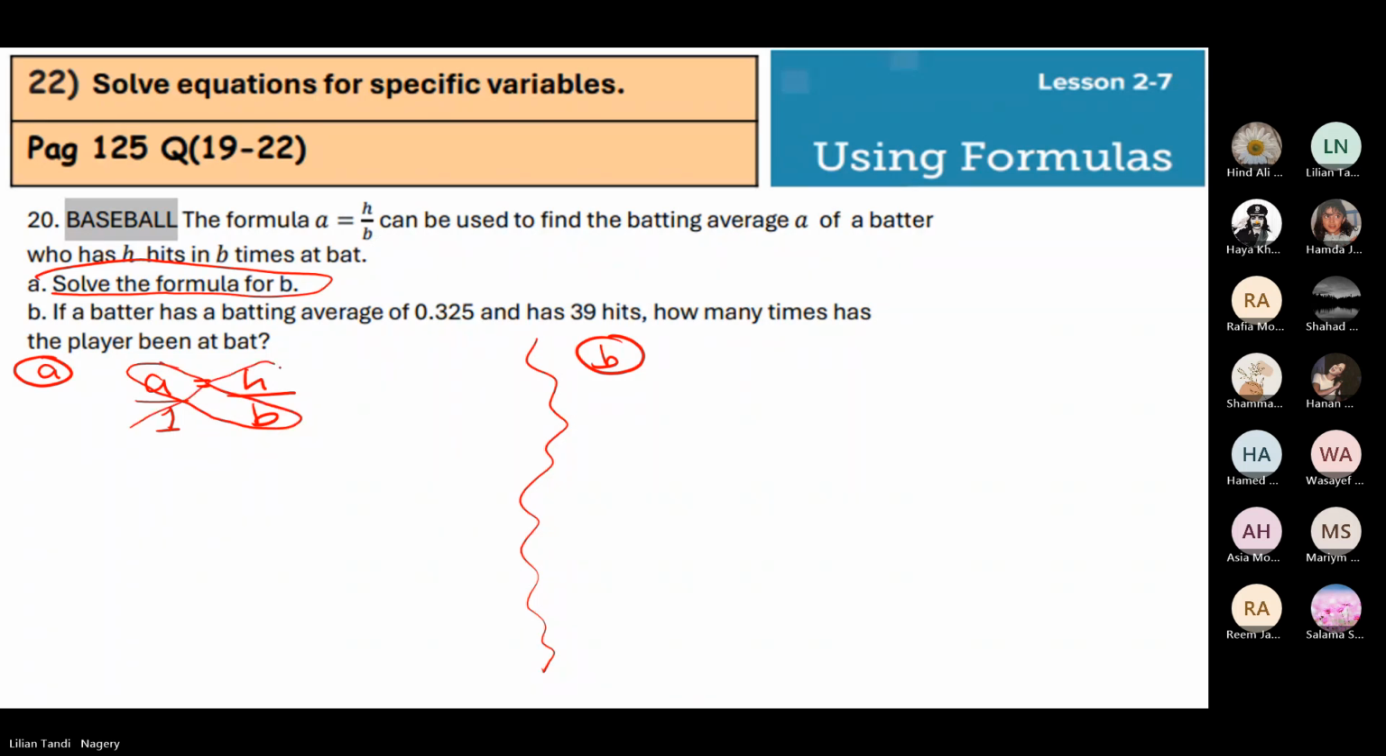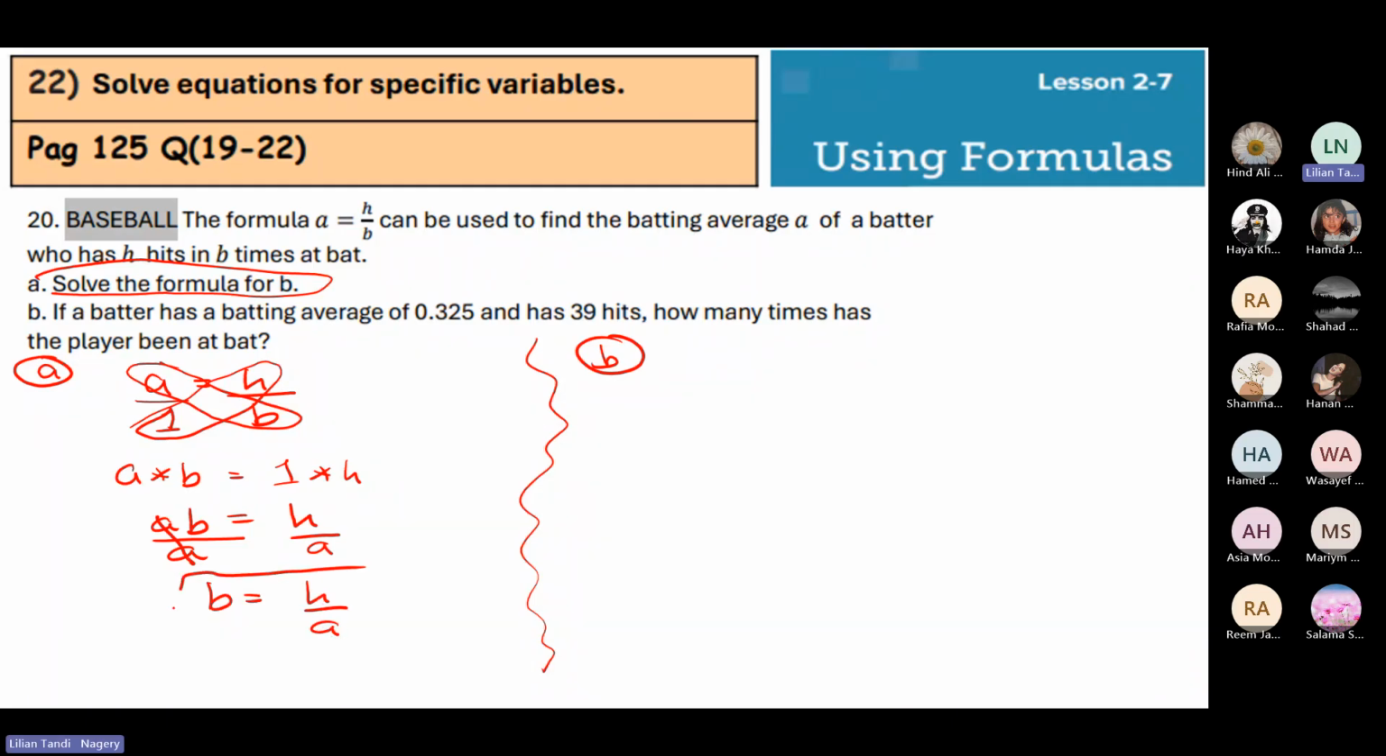Okay. So then I will have A times B equals 1 times H. 1 times H is just H, and this one gives me AB. Because I want B and I'm multiplying, I'm going to divide both sides by A. So B equals H over A. And I box my answer for question A.